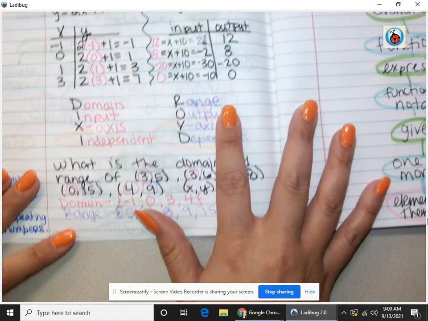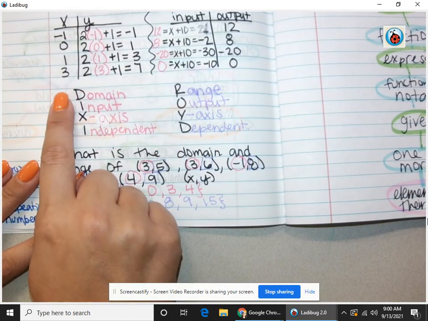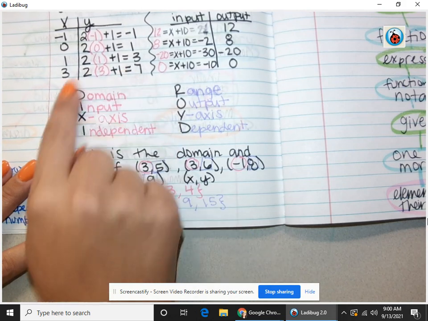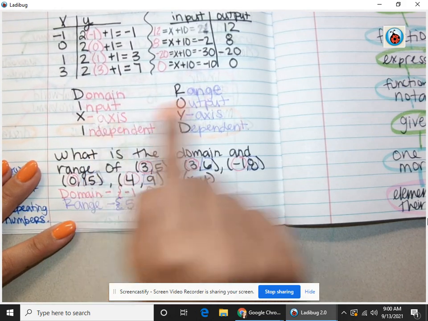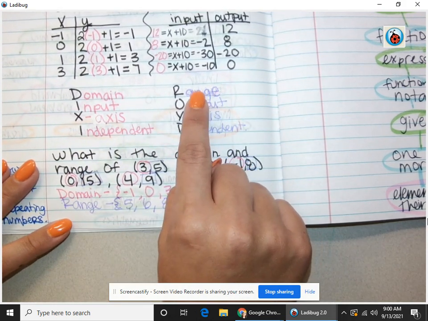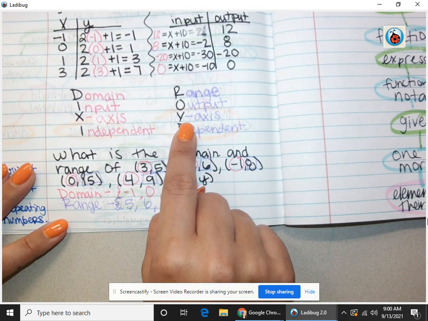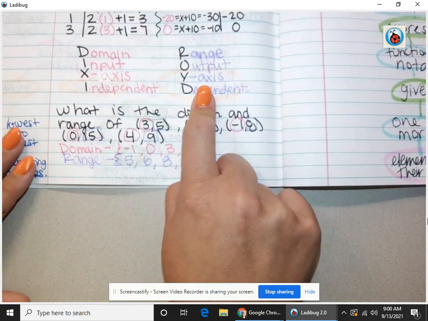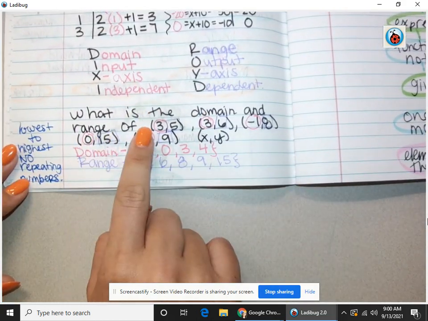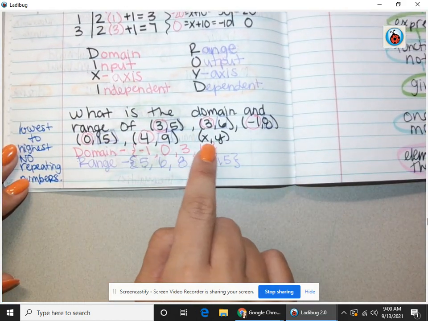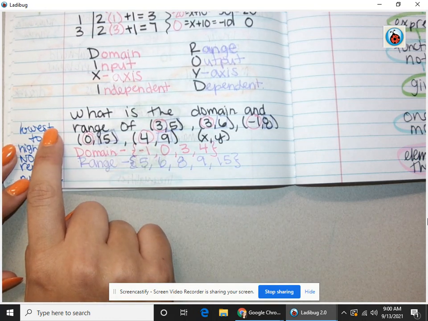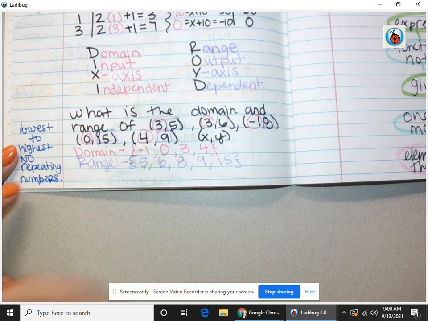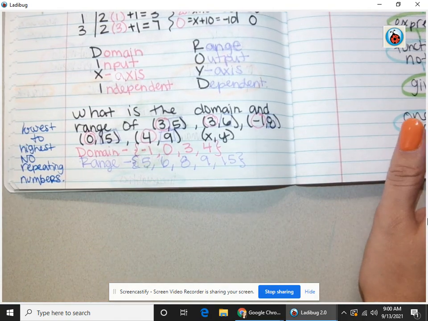Another thing, remember you've got Dixie-Void: domain, input, x-axis, independent. That's all about your domain. Your range, your void: range is output, y-axis, and it's dependent. And just a reminder, domain and range, it's x comma y. When you're looking at them, they have to be from the lowest to the highest, with no repeating numbers when we're talking about our domain and our range.